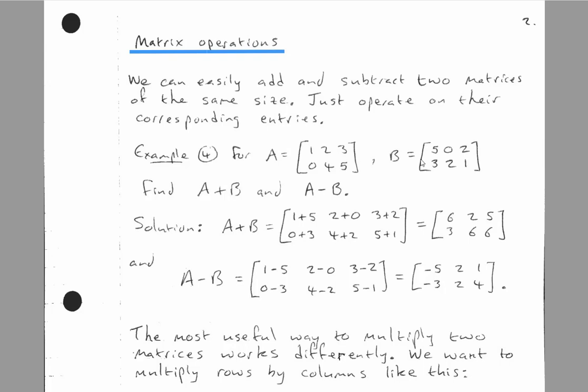Okay, so A and B have the same size. They're both 2 by 3. So for A plus B, you're just adding the corresponding entries together. So that at the two top lefts, you get 6. So that's the top left entry in the answer, because the result is a matrix of the same size. Or if you wanted A minus B, then that would just be 1 minus 5.